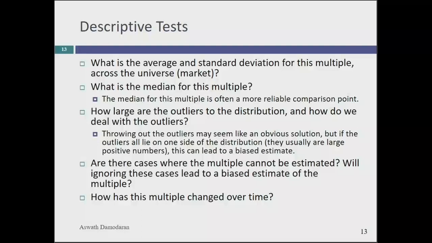So I'm going to show you first how asymmetric these distributions are. And along the way, I'm also going to talk about the biases we create when we use a multiple because we lose some companies with that multiple. Like what? When the earnings are negative, you can't compute PE ratio. When your book value is negative, you can't compare price to book. So we're going to talk about how that can bias your results.